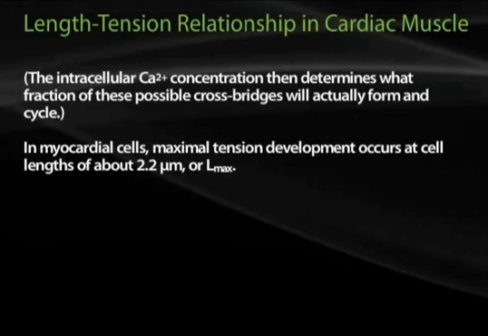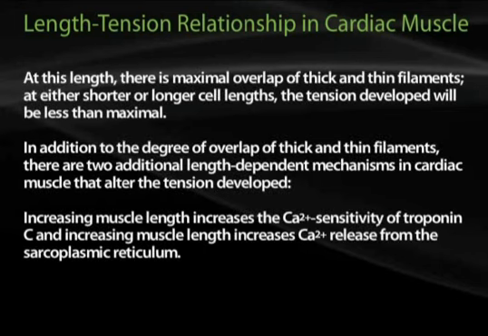In myocardial cells, maximal tension occurs at cell lengths of about 2.2 microns. This is also known as the Lmax. At this length, there is maximal overlap of thick and thin filaments. At either shorter or longer cell lengths, the tension developed will be less than maximal.